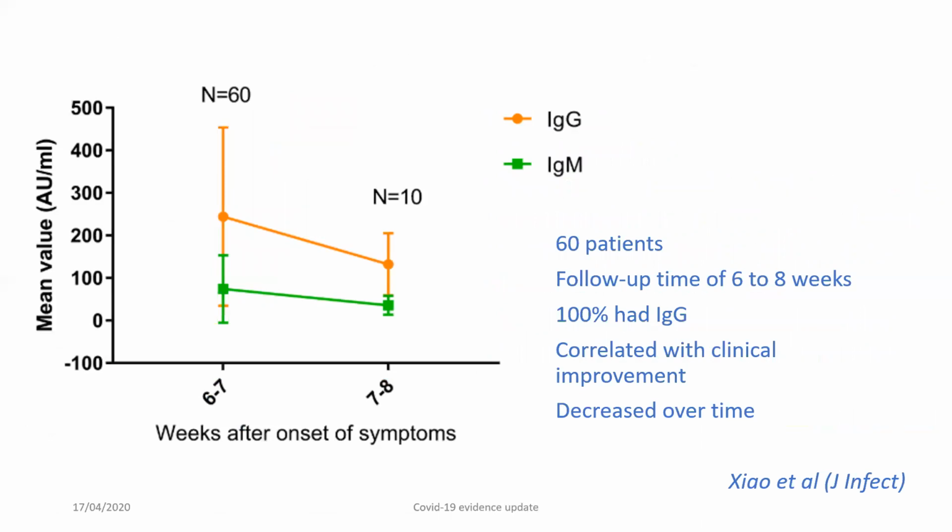This study was recently published and just shows a slightly longer period of follow-up. 60 patients, follow-up time of 6 to 8 weeks. 100% of their study had IgG, and this was correlated with clinical improvement both from radiology and symptoms. However, interestingly, they note that the IgG titer decreased over time, and the implications of this are unknown but need following up.